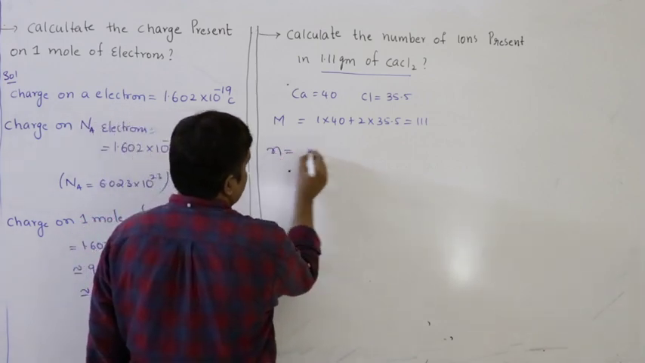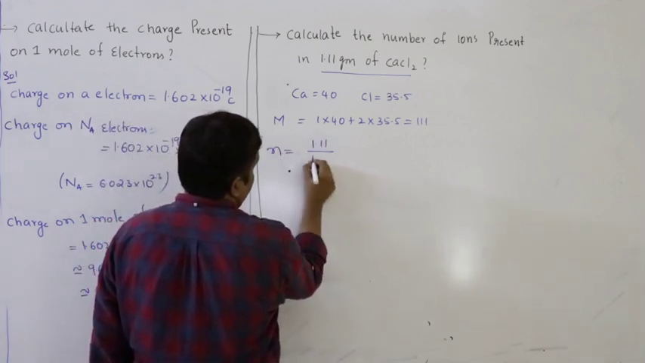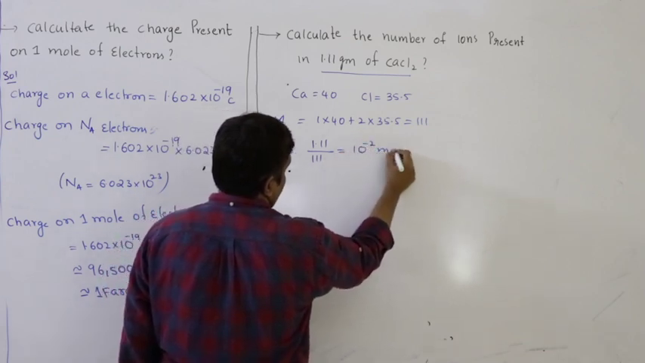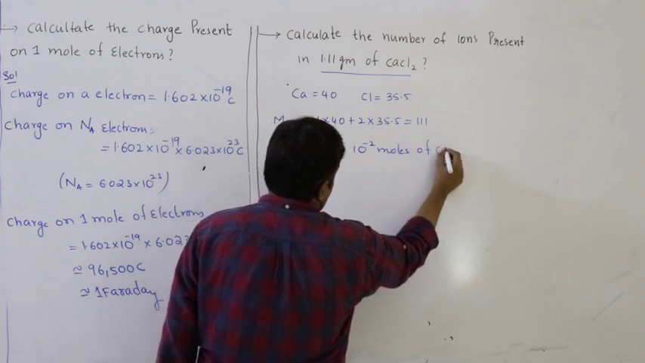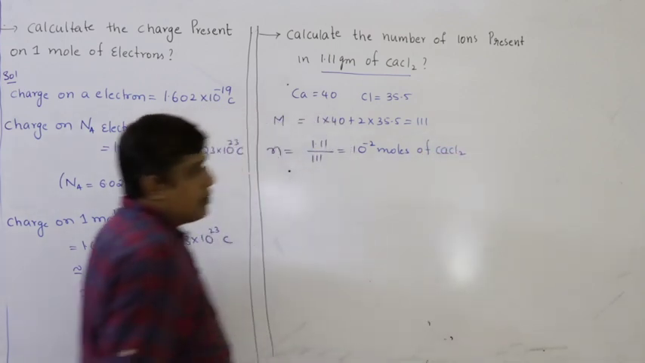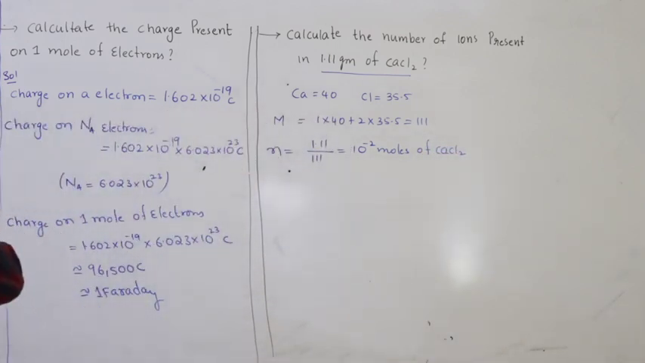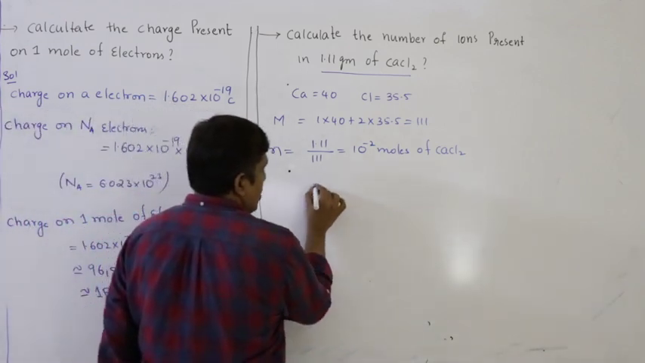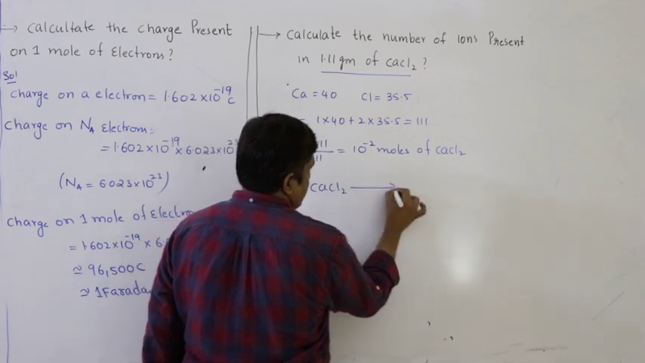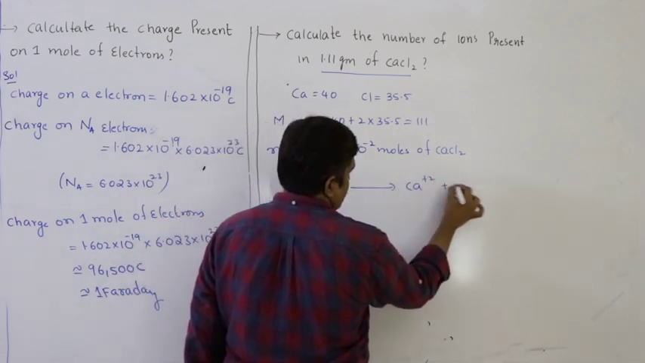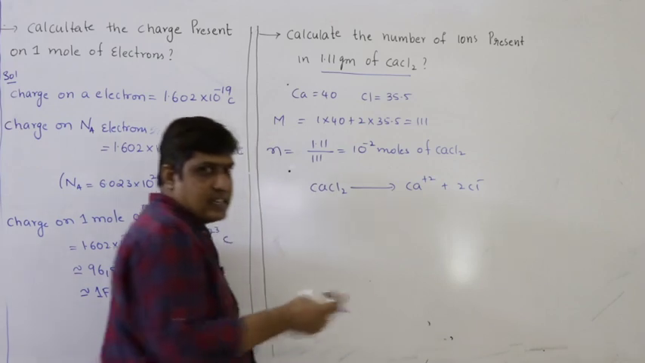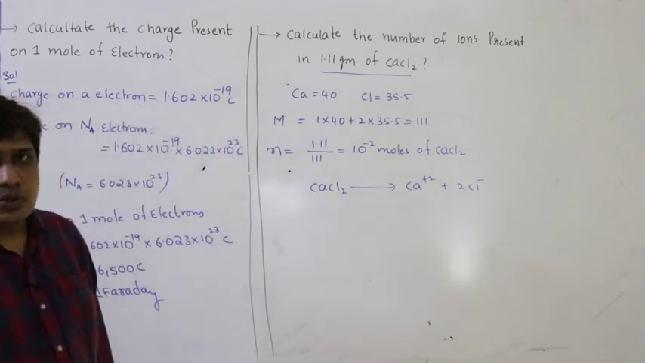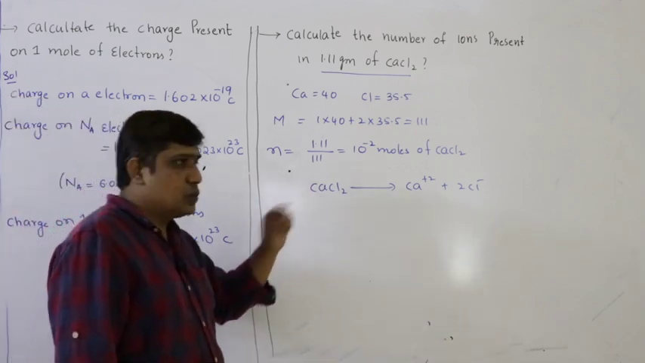Find the number of moles. Given weight 1.11 by 111, you will get 10 power minus 2 moles of CaCl2. So we got the number of moles, right? But let us see how it ionizes first. When you dissolve CaCl2, being an ionic compound, it will dissociate into ions like NaCl, Na plus, Cl minus; MgCl2, Mg plus 2, 2Cl minus; Ca plus 2, 2Cl minus.